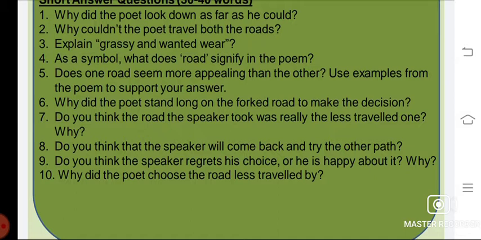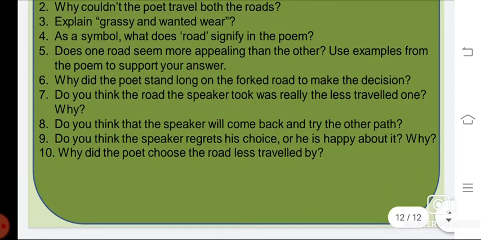As a symbol, what does the road signify in the poem? The road signifies in the poem the choices which come in our life. Does one road seem more appealing than the other? Use examples from the poem to support your answer.